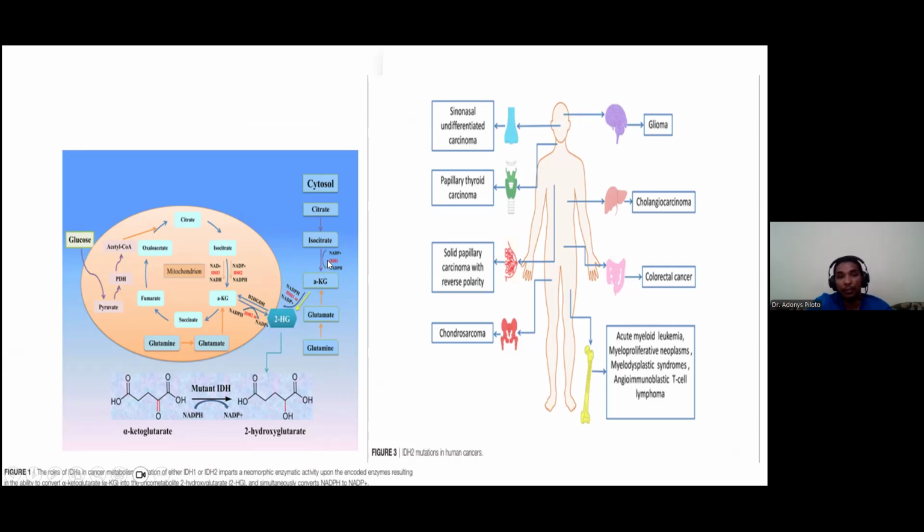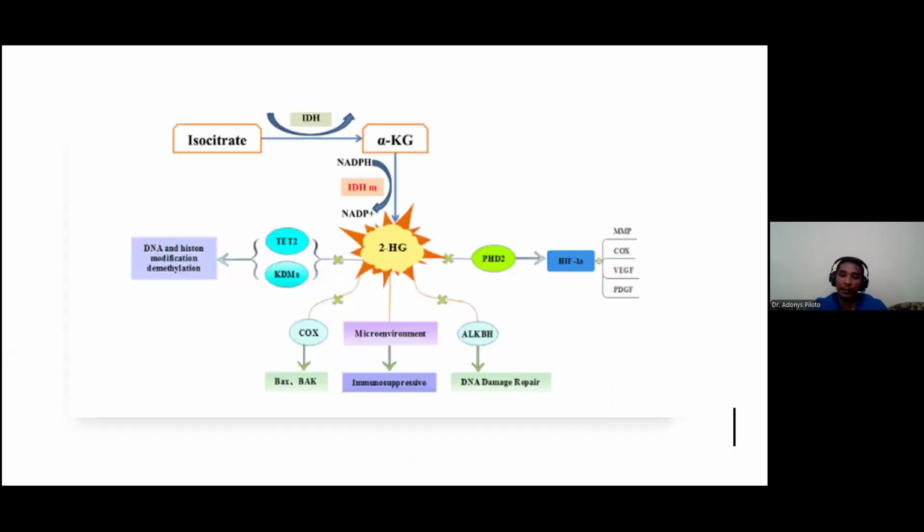IDH1 and 2 is not only an enzyme that is present in glioma tumors. It is also seen in other kinds of tumors, like sinonasal undifferentiated carcinoma, glioma as we mentioned, papillary thyroid carcinoma, cholangiocarcinoma, solid papillary carcinoma with reverse polarity, colorectal cancer, chondrosarcoma, acute myeloid leukemia, myeloproliferative neoplasm, myelodysplastic syndrome, and angioimmunoblastic T-cell lymphomas.